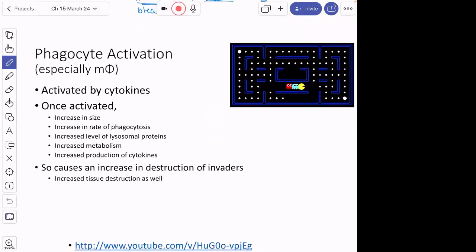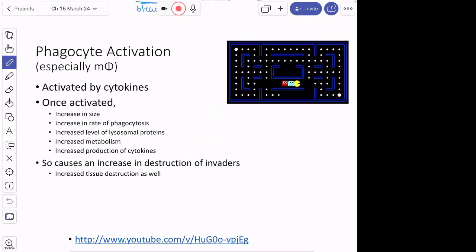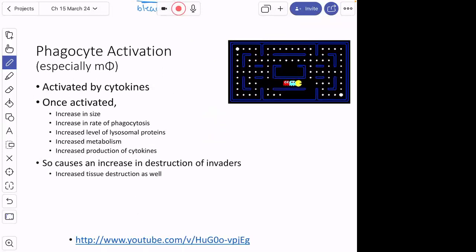And I just wanted to add that especially macrophages have 2 levels of activity. They have their normal level of activity where they're just patrolling around our body and, again, eating up dead cells. We called them garbage collectors. I couldn't resist the Pac-Man analogy. So a macrophage is the Pac-Man. He's going around eating up the dots, cleaning up dead stuff.